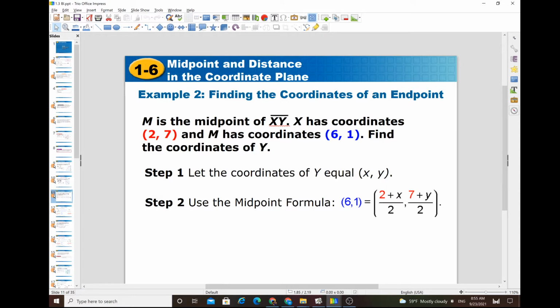M is the midpoint of segment XY. X has coordinates (2, 7), and the midpoint has coordinates (6, 1). So this one you've got to be very careful. The midpoint is actually given already, and one of the endpoints is also given. So instead of plugging in x1, x2, this time we need to find the values of x2 and y2. So for step 2, to set up: (6, 1) equals (2 plus x over 2, 7 plus y over 2), because we're looking for the endpoint.